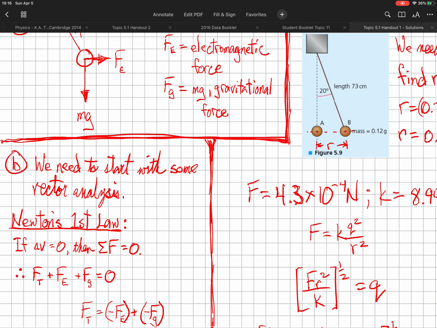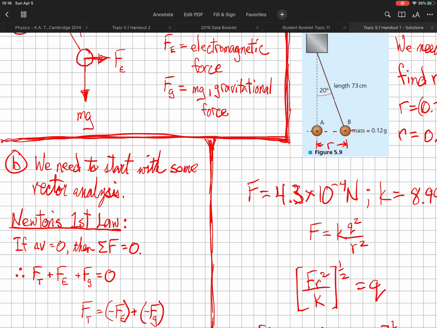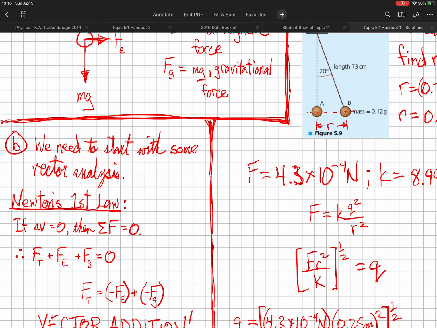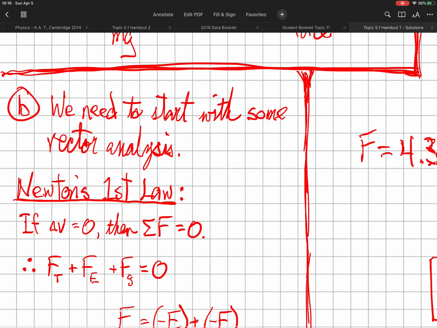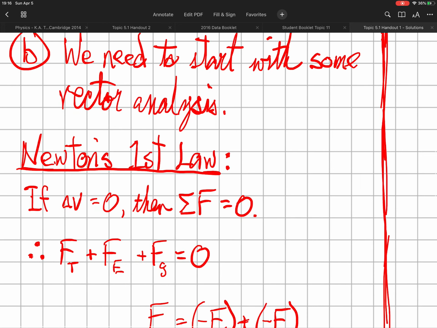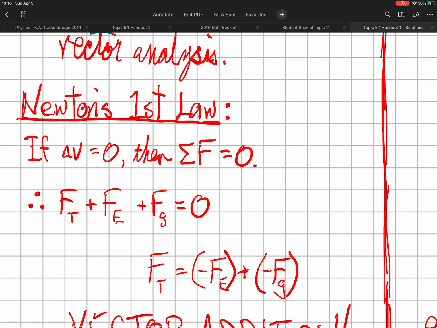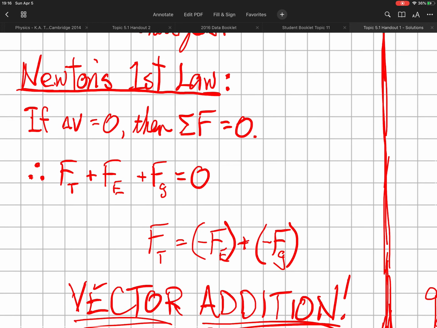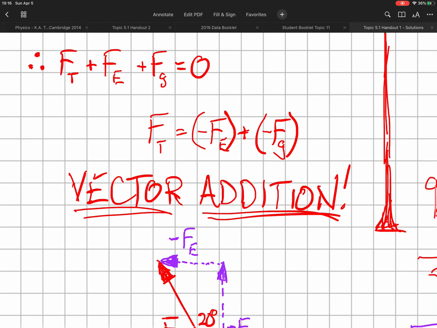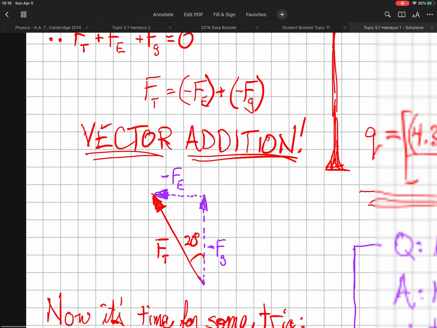All right, so for vector analysis, let's take a look at Newton's first law. First, if velocity equals 0, then the sum of forces is equal to 0. And our three vectors must also add up to 0. What that means then is that the force of tension is going to be equal to the negative electromagnetic force plus the negative gravitational force. And what that also means is that we need to do some vector addition.